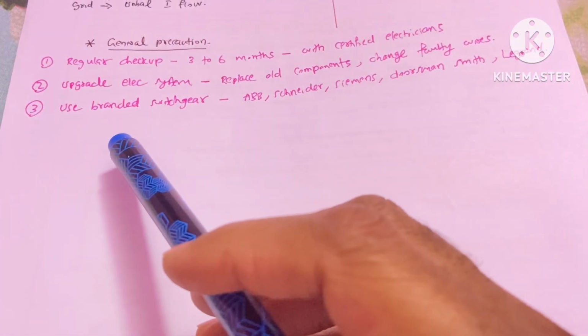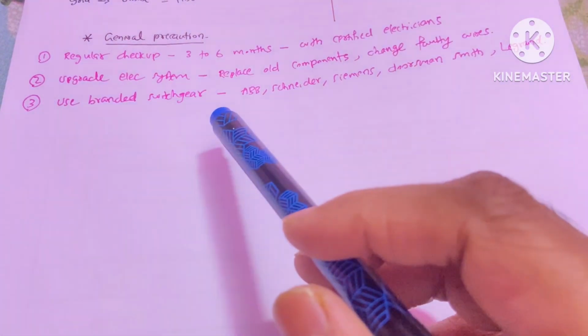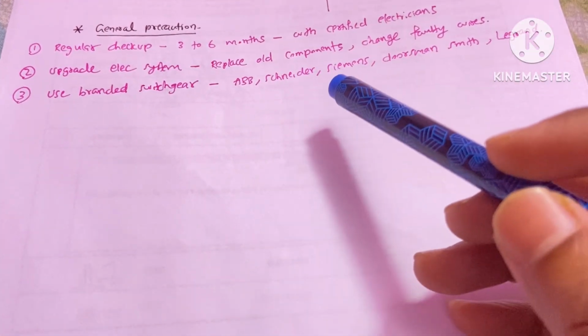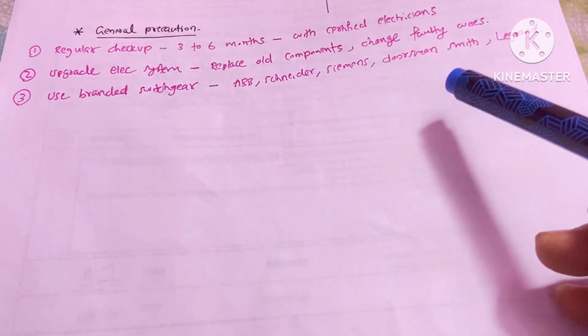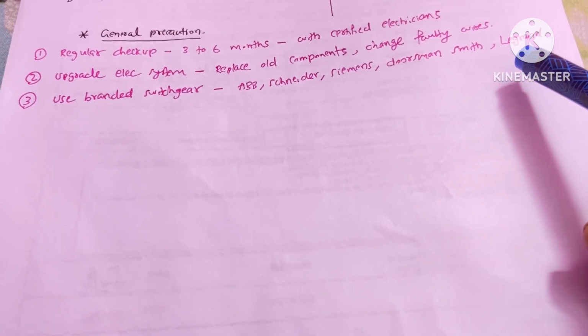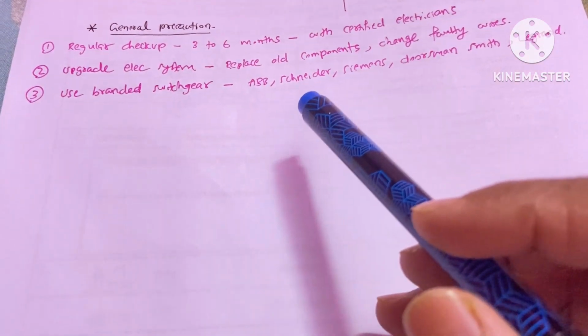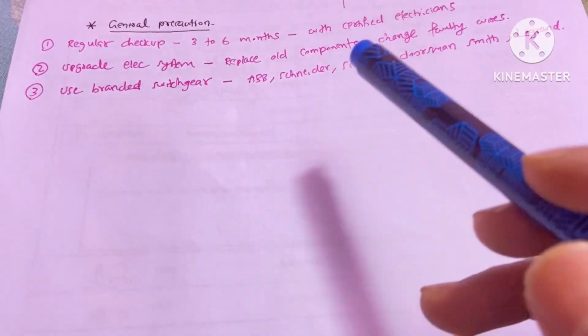And the next one is to only use branded switchgear. The international brands are ABB, Schneider, Siemens, Doosan, Smith, Legrand. Okay, if you use these brands, then your switchgear would last a long time without any malfunctions.